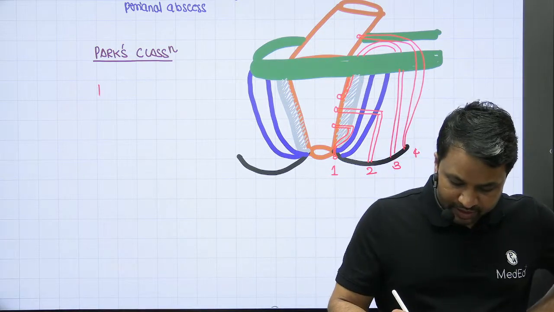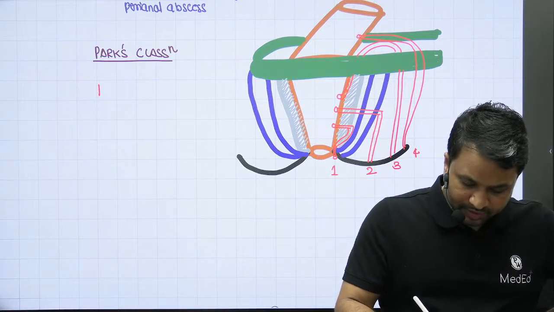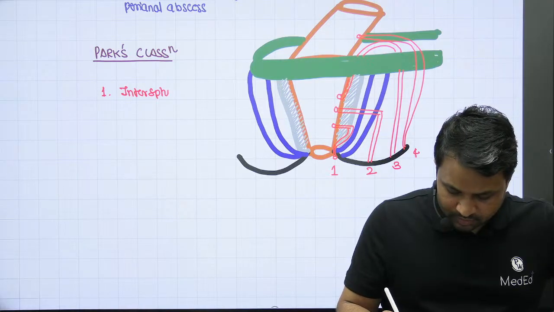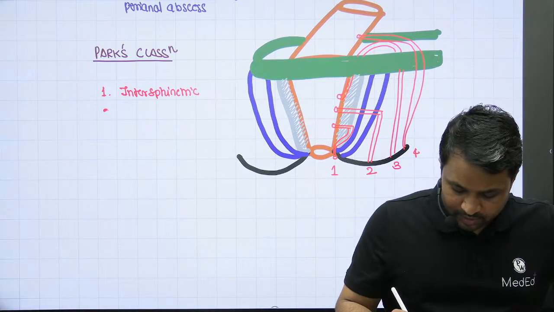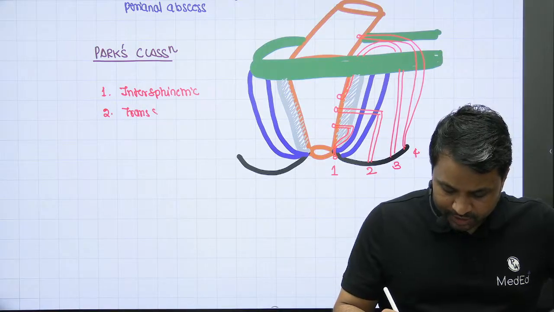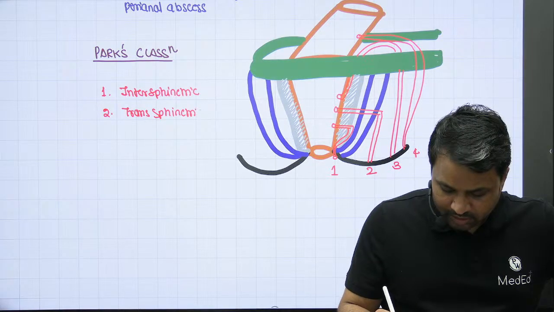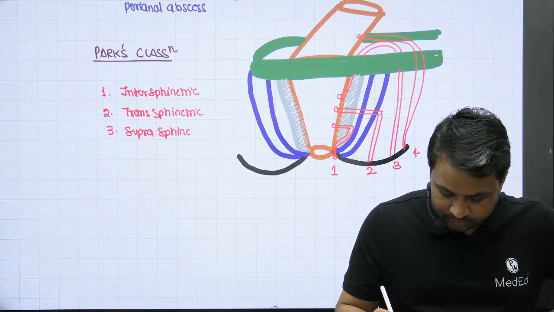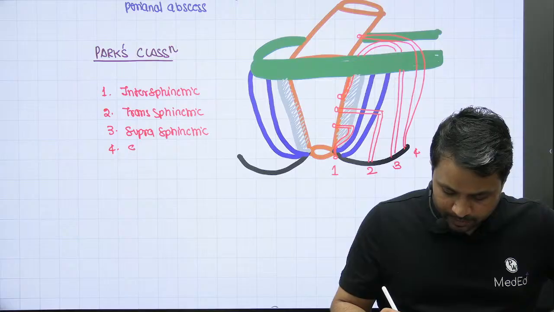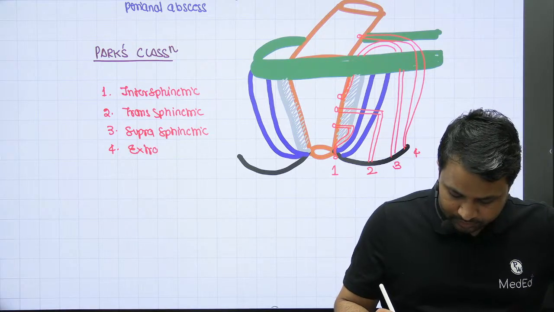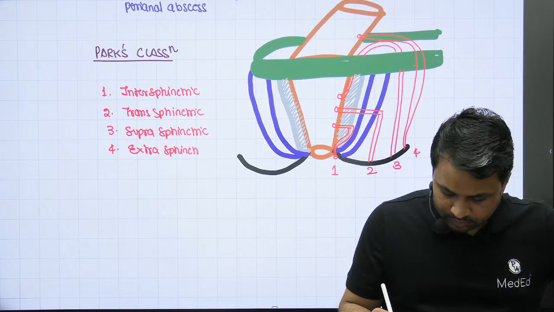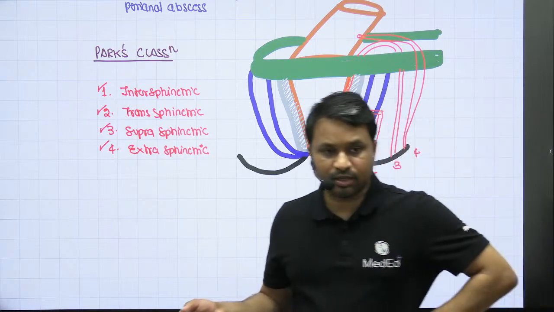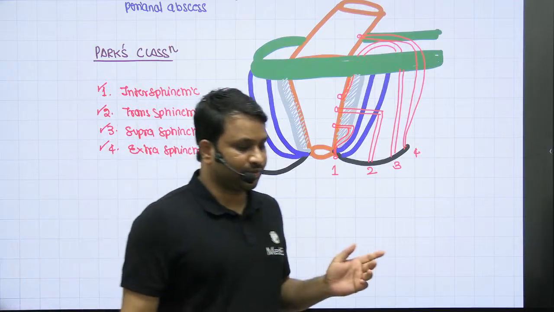So the first variety is called the intersphincteric type. Type 2 is the transsphincteric type. Type 3 is suprasphincteric. And type 4 is extrasphincteric. So intersphincteric, transsphincteric, suprasphincteric and extrasphincteric are the components of your Parkes classification.